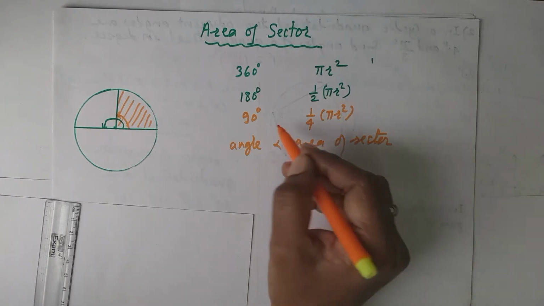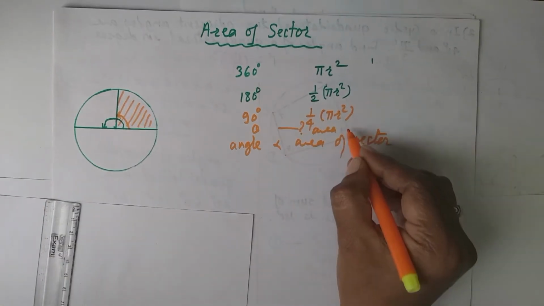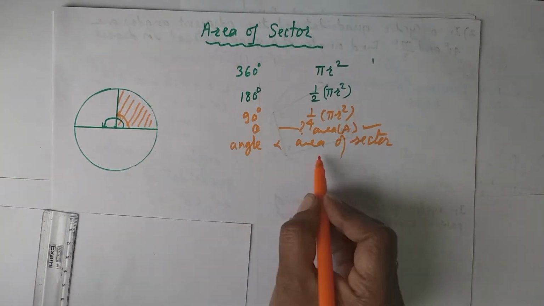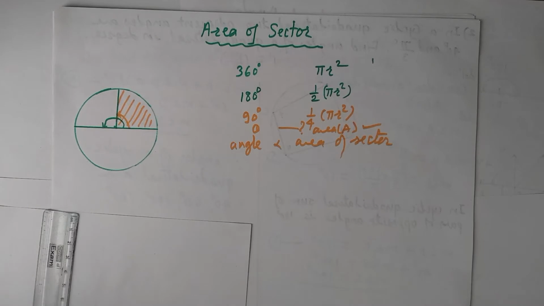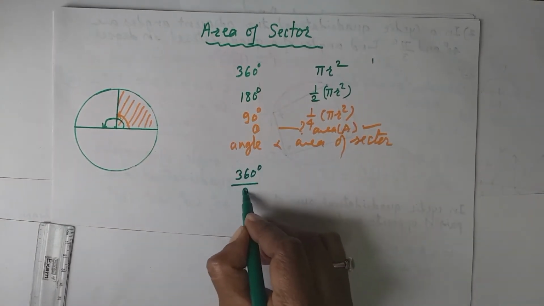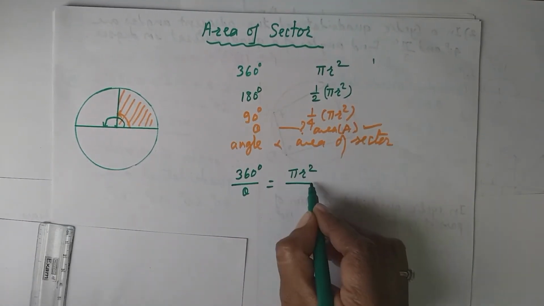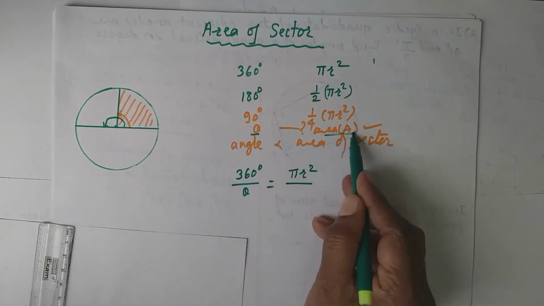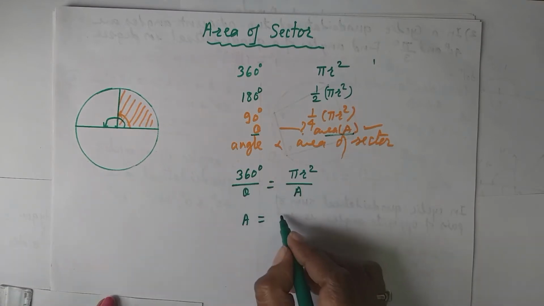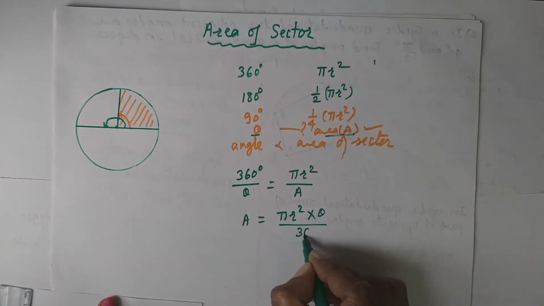Okay. Now, if the angle is theta, then what will be the area? If I denote this area by A, then as the angle is directly proportional to the area of the sector, I will take the ratio here, theta divided by 360 degrees. If the angle is 360 degrees, then the area is pi r square. And if the angle is theta, then the area is A. Now I will simplify this. Taking A to this side, A equals pi r square into theta divided by 360.